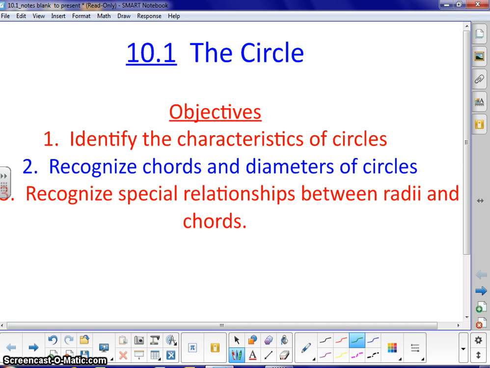Lesson 10.1 is all about the circle. We're going to identify the characteristics of circles, recognize chords and diameters of circles, and recognize special relationships between the radii and chords.